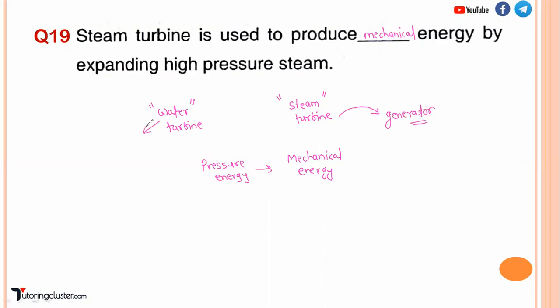Where do we use a water turbine? In a hydroelectric power plant. Where do we use a steam turbine? In a thermal power plant. Remember the basic difference. So I hope the question is clear to you.